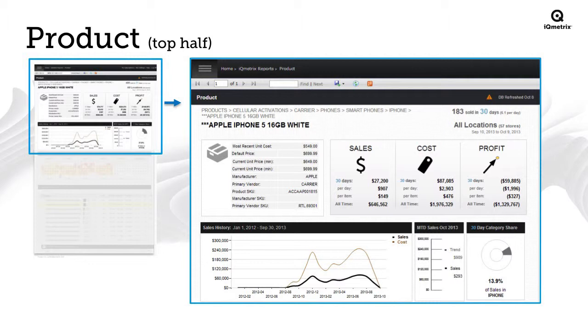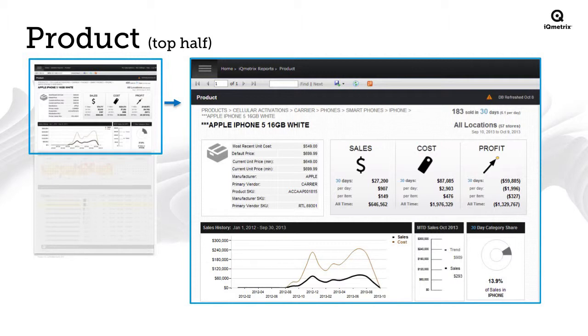So here's all my details for my Apple phone, the SKU and the cost and the primary vendor and all that. And then there's a breakdown of sales and cost and profit for the 30 days and for all time and per day amounts. We can look at a 2-year history of cost and sales for that product. So what's this thing done over its lifetime? Is it on the downward trend? Are we getting rid of it? Is it starting to heat up? Should we order more? We can get some of that data out of here.